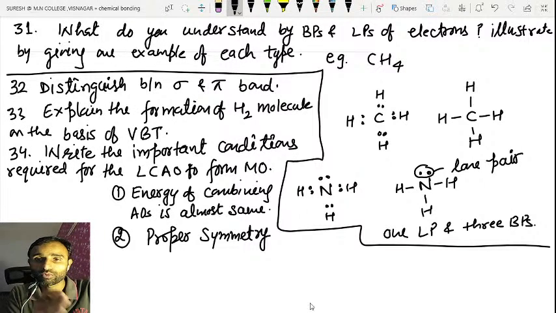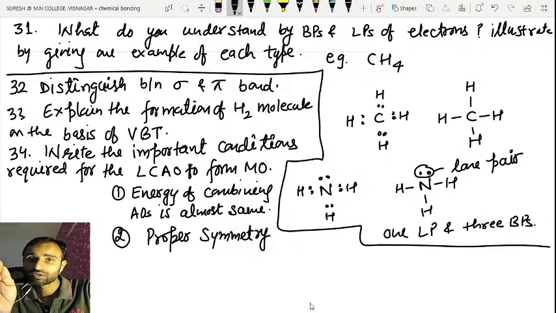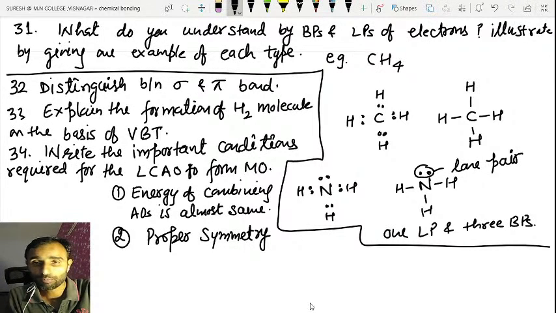Like 1s overlaps with 1s, 2px overlaps with 2px, 2py overlaps with 2py, 2pz overlaps with 2pz, but 2px cannot overlap with 2py, or 2px cannot overlap with 2pz. That means they should have proper symmetry.